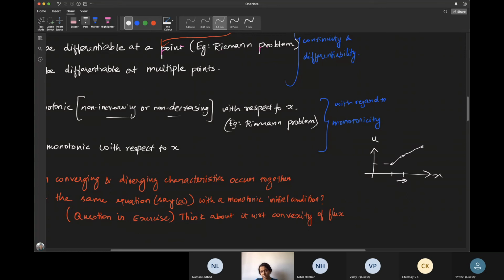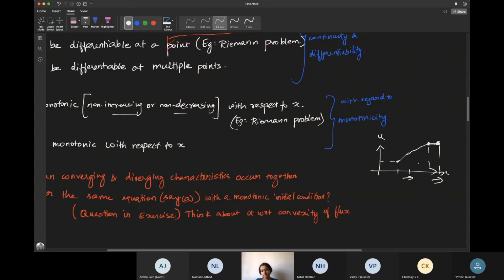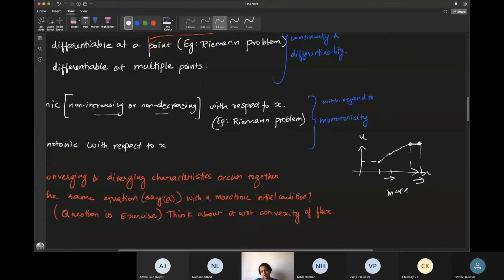It should never decrease, and it should never have the same value. That is, it should not be a straight line either. Between 2 points, your function value should not be the same, and it should not decrease as well. It should always increase. That is known as an increasing function. The opposite of that is a decreasing function: as you move in the positive x direction, the function should always decrease.